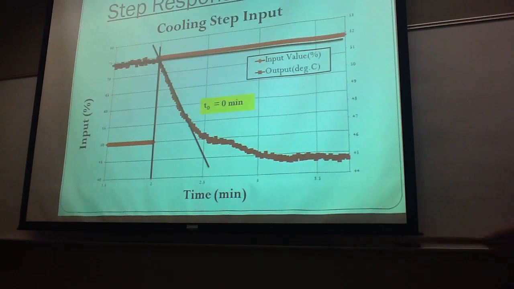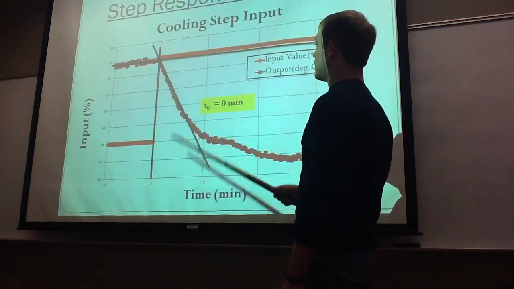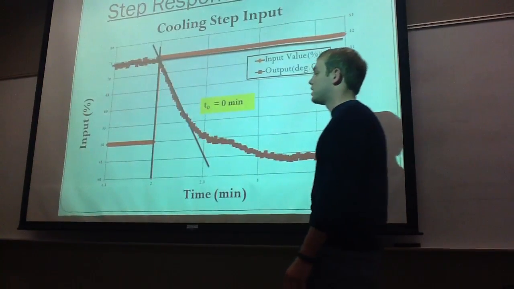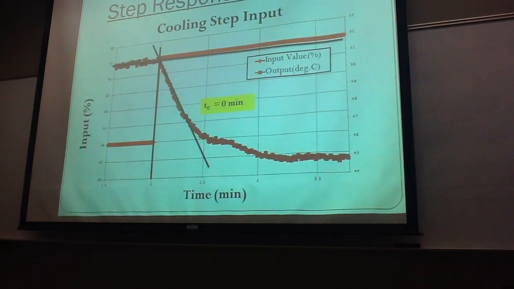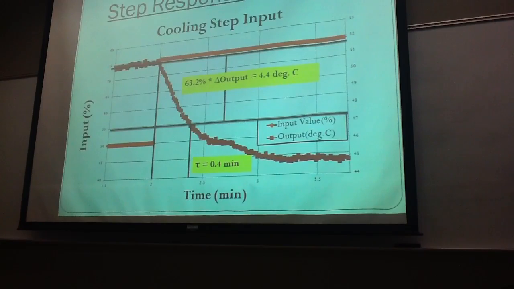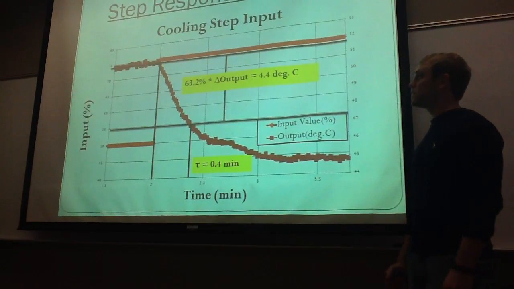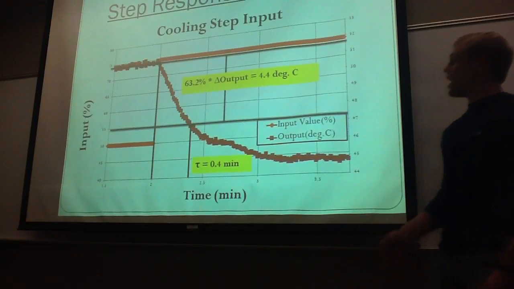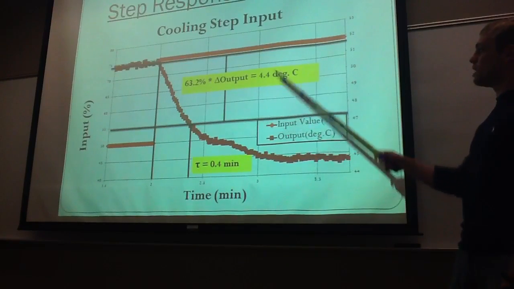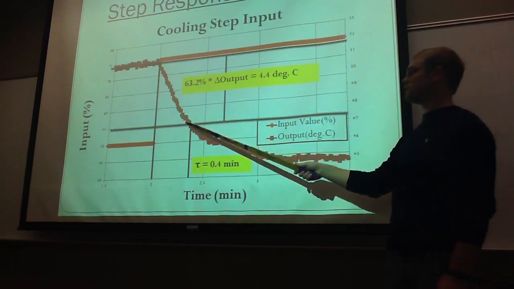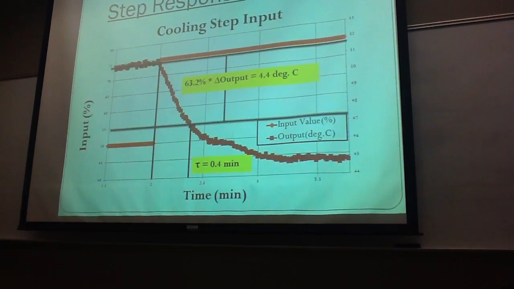For the dead time, you do a best fit line of this slope right here, and it intersected with where the step up was, so our dead time was 0. And then here's how you find the time constant. You do 63.2% times the change in output, which we found earlier, and you get 4.4 degrees. You go down here and make a horizontal line from up here, and where it crosses, it gives you this gap, and that gap is about 0.4 minutes, and that was our time constant.